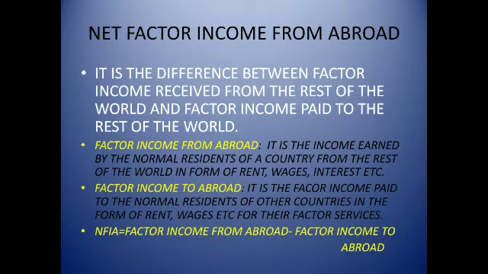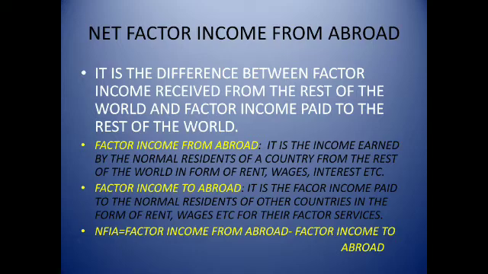Now let us see what factor income from abroad is. It is the income earned by the normal residents of a country from the rest of the world in the form of rent, wages, interest, etc. Here we have to understand the meaning of normal residents. Normal residents means citizens of another country who are living in our country continuously for more than a period of 1 year, and whose economic interest is also lying in this country, meaning they are doing some work and earning money. Then they are called normal residents.